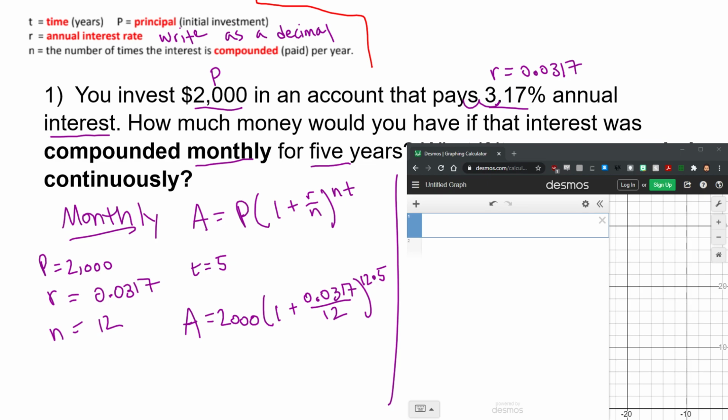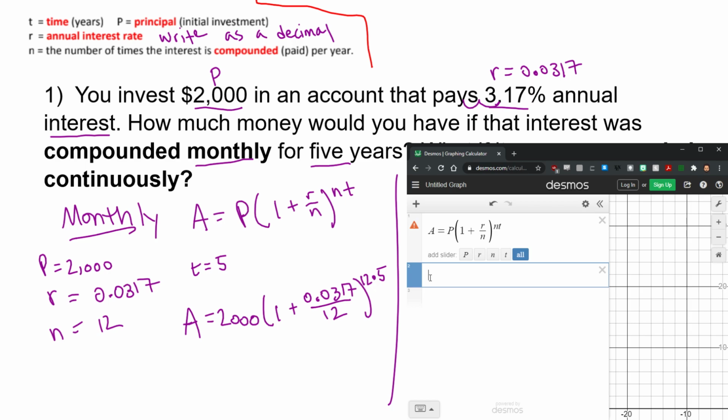Okay, so I have Desmos up here. So I'm just going to first write out my formula. A equals P, 1 plus R over N, to the NT. You don't have to worry about sliders. I like to write it out like this and then just fill it in as I go. So we have, let's see, A equals 2,000, 1 plus 0.0317 divided by 12, to the 12 times 5 is 60.